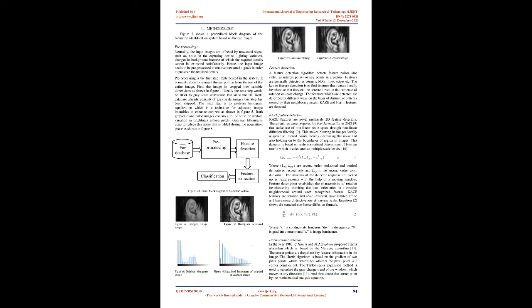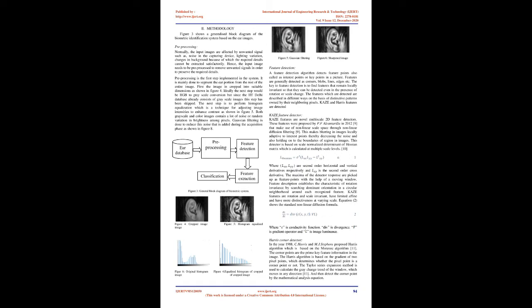Pre-processing. Normally, the input images are affected by unwanted signals such as noise in the capturing device, lighting variation, and changes in background, because of which the required details cannot be extracted satisfactorily. Hence, the input image needs to be pre-processed to remove unwanted signals in order to preserve the required details. Pre-processing is the first step implemented in the system.